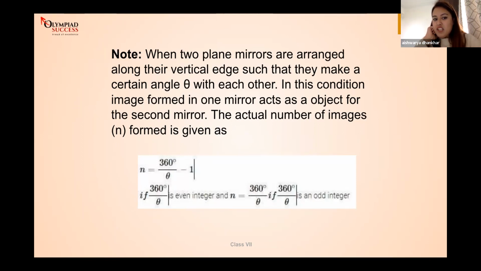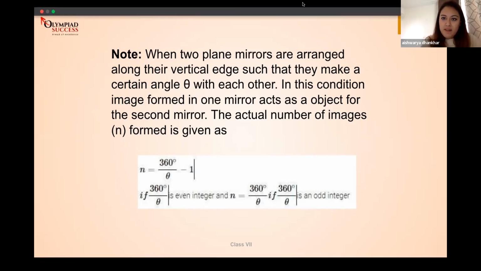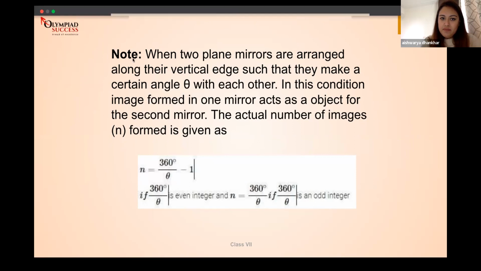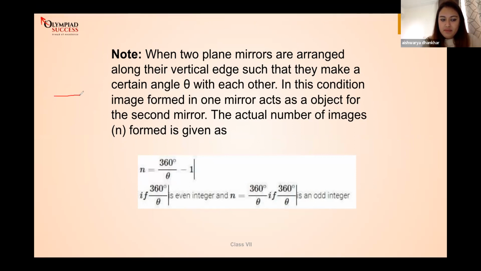So when two plane mirrors are arranged along their vertical edge such that they make a certain angle, that means if two mirrors are placed like this, let's say, whatever angle they are making, it could be like this also, it could be like this as well, right? Whatever angle they are making, that angle is represented by theta. This can be of any value. Theta can be 30 degrees, 90 degrees, 60 degrees, whatever. We are just taking theta as a symbol.